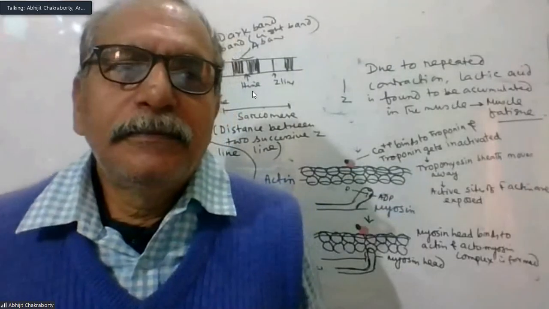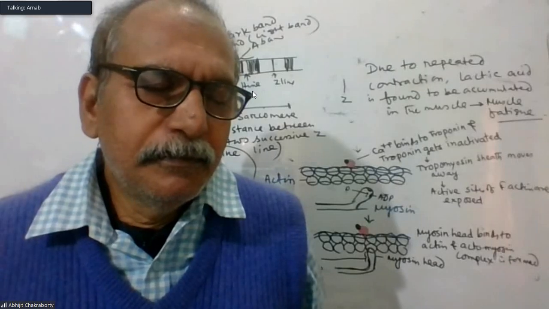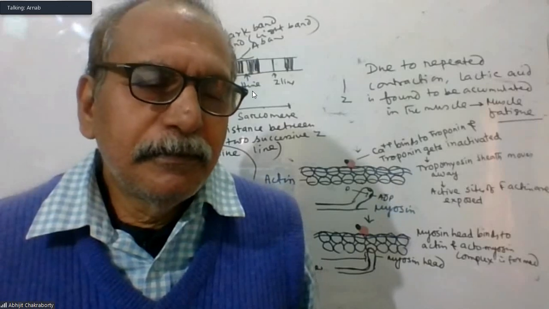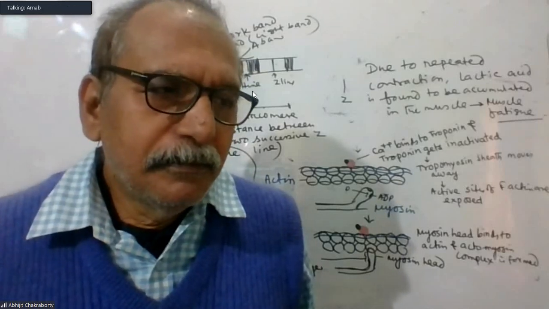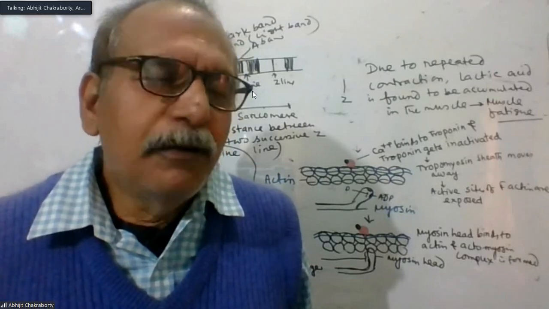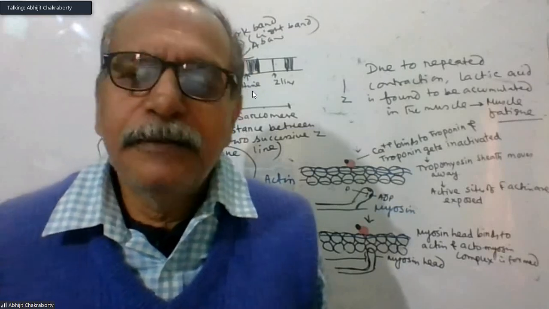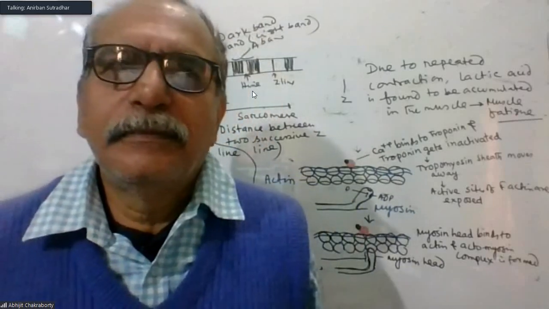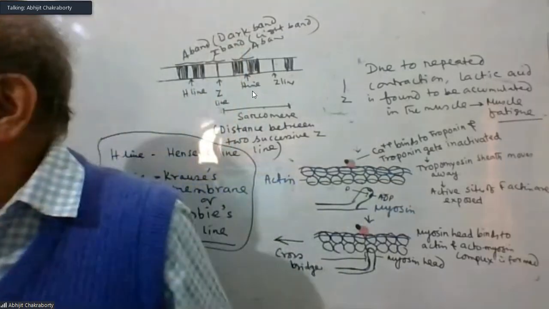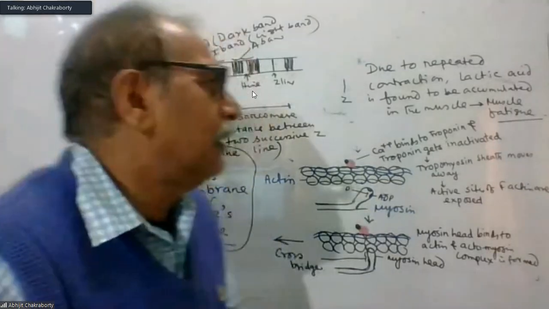So when ATP is finished, for the requirement of ATP, the muscle starts anaerobic respiration, and then lactic acid is formed. Actually, from which compound is lactic acid formed? Pyruvic acid. First of all, whenever there is a demand of energy in the muscle, I will tell you what happens.